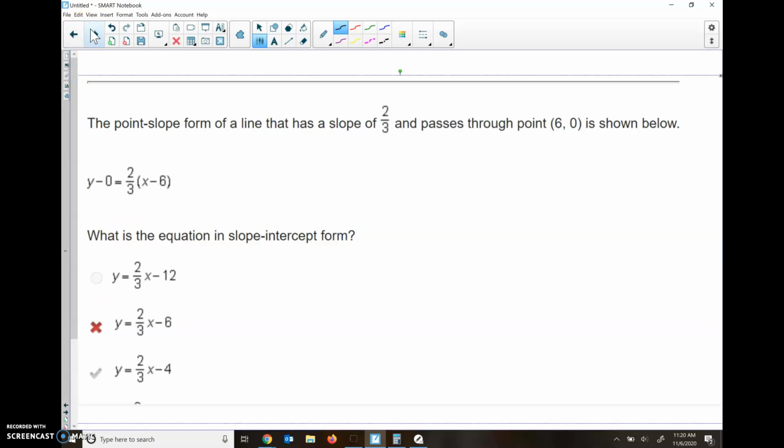The point slope form of a line has a slope of 2/3 and passes through the point 6, 0, which is shown below. What is the equation in slope-intercept form? All right, so now this is point slope form, and we need to bring it to slope-intercept form.